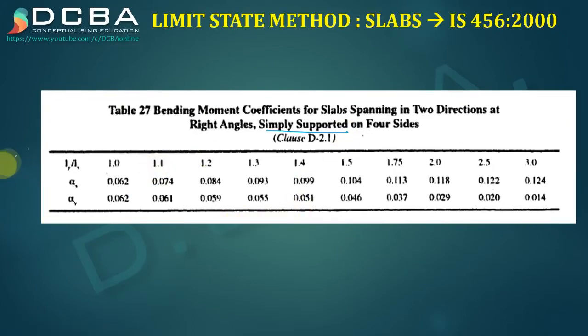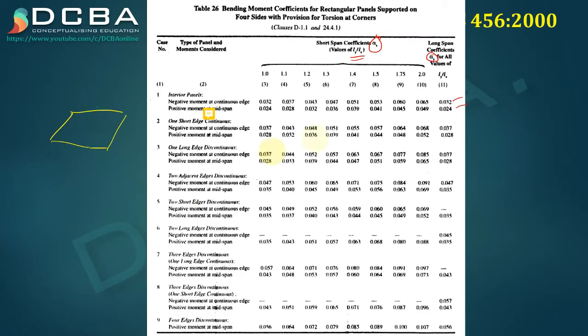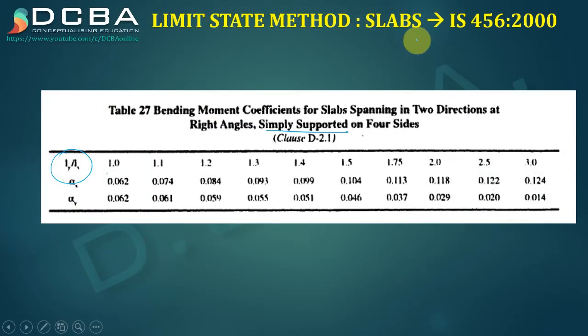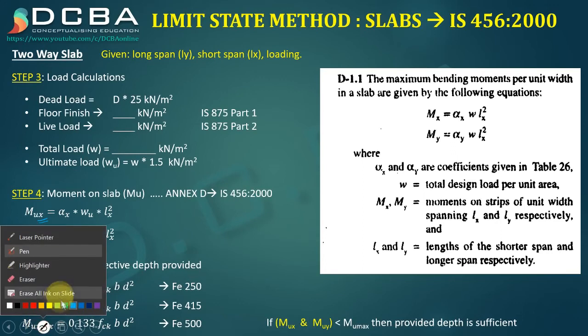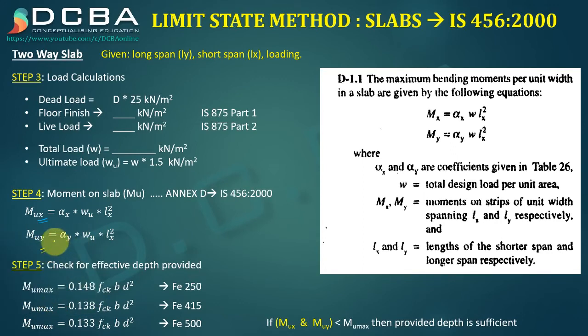For a simply supported slab, we have this table number 27, in which alpha x and alpha y both depend on the Ly by Lx ratio. In the previous table, only alpha x depended on the Ly by Lx ratio and alpha y was the same for any Ly by Lx ratio. So if it is given as a simply supported slab, you will have to interpolate between them and get alpha x and alpha y. This would be given to you in exams. Definitely it should be given. After getting alpha x and alpha y, you can directly find your Mu x and Mu y, that is the moment along the short span and the moment along the long span.